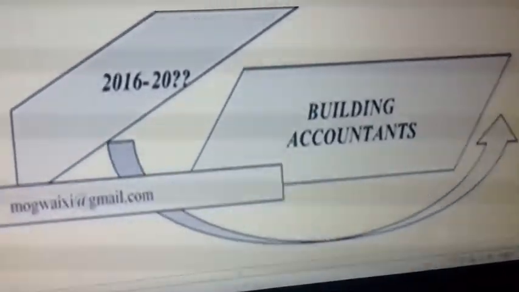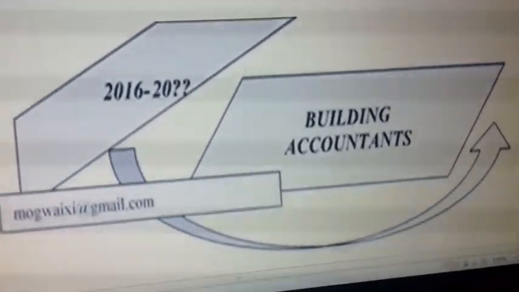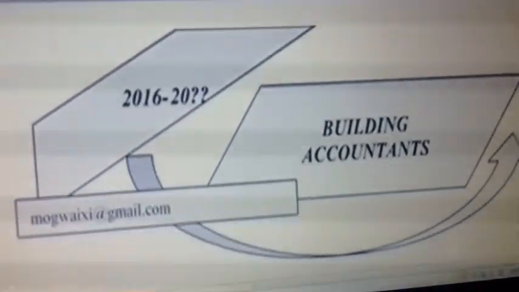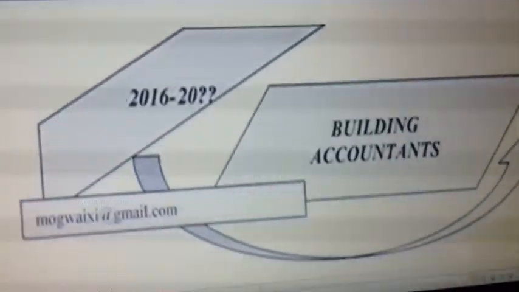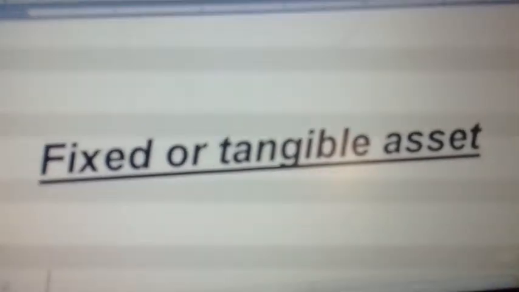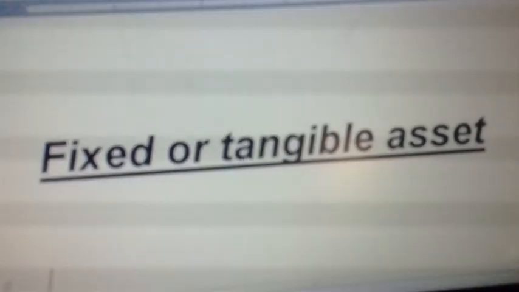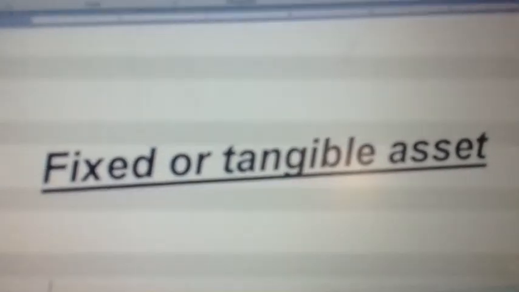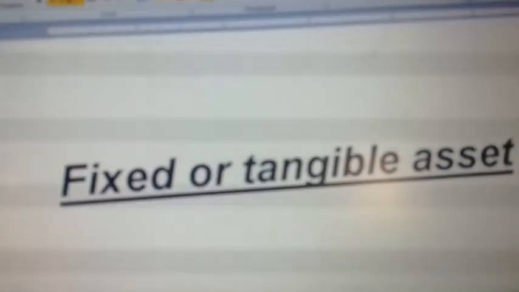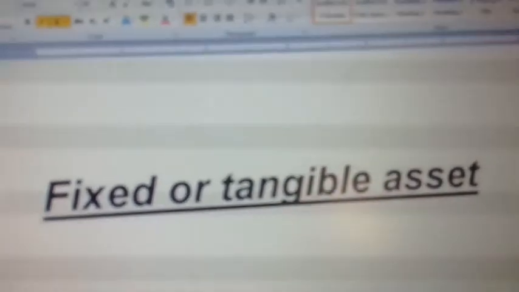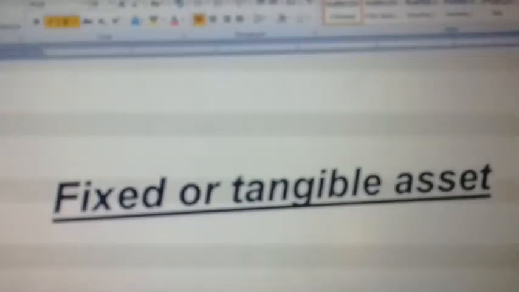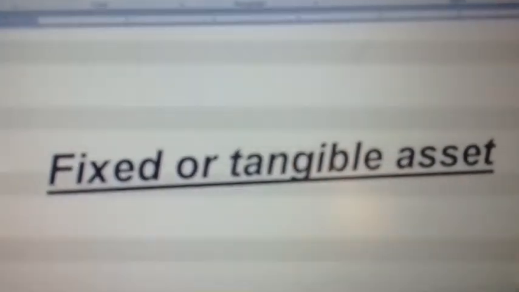Build accountants, be an accountant who has all the basics. Please watch all the videos on the topic of fixed and tangible assets. You will be able to calculate. My aim is to help you understand how to calculate depreciation on all attempts, on every question paper you can get during your examinations, from grade 11 or grade 12.